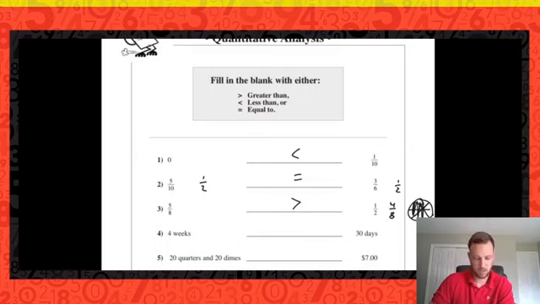Okay. Number 4 is 4 weeks greater than, less than, or equal to 30 days. We said earlier that there's 7 days in a week, and 4 times 7 will be 28, so it's less than. Hopefully everybody's following along okay here and that we can see everything.